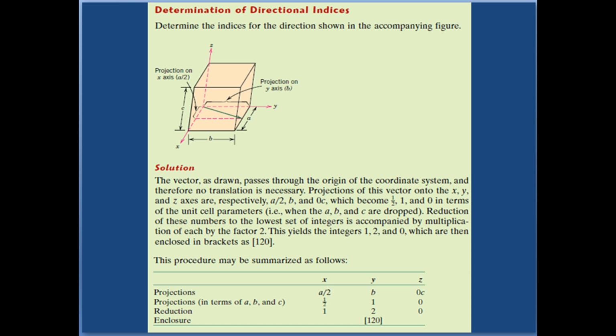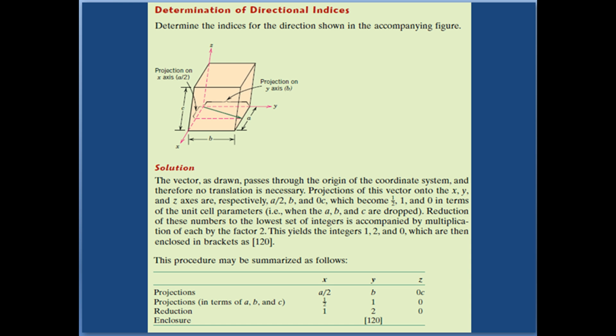Then the projections of this vector onto the x, y, z axes are determined respectively. Accordingly, the projections for the x, y, z axes are a by 2 for the x axis, b for the y axis and 0c for the z axis, which becomes 1 half, 1 and 0 in terms of the unit cell parameters. That is, when a, b and c are dropped, you get the values for the three indices.